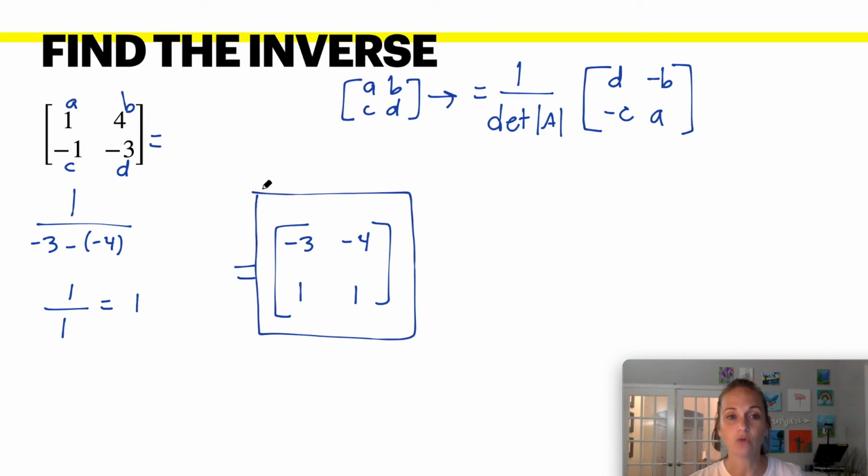Now, this only works for a 2 by 2 matrix. A 3 by 3 is more complicated that we'll never get into, which is why we use the calculator, but that is a 2 by 2 by hand.